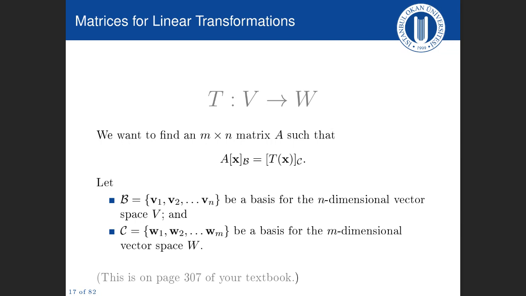So some notation first of all. Let's suppose B, the basis for capital V, is the set containing the vectors v1, v2 up to vn. Remember, V is n-dimensional, so this basis has n vectors in it. And similarly, let's suppose that our basis for capital W is the vectors w1, w2 up to wm, m because W is m-dimensional. If you're following along in your textbook, have a look at page 307 for the theory that we're going to be doing now.